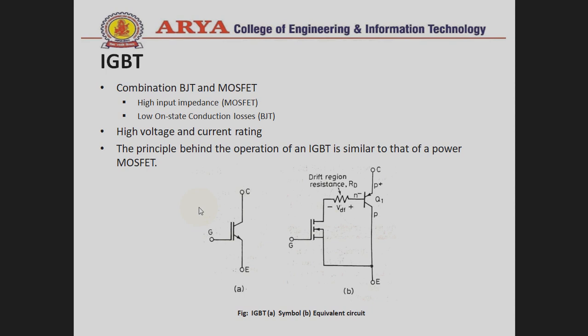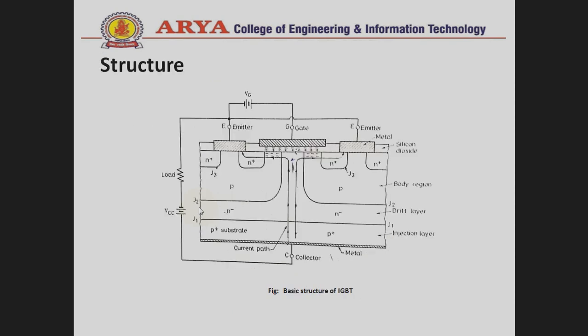In IGBT, the P plus substrate is known as the injection layer because it injects holes into the N minus layer. The N minus layer is known as the drift region. As in other semiconductor devices, the thickness of the N minus layer determines the voltage blocking capability of IGBT. The P layer is known as the body of IGBT.